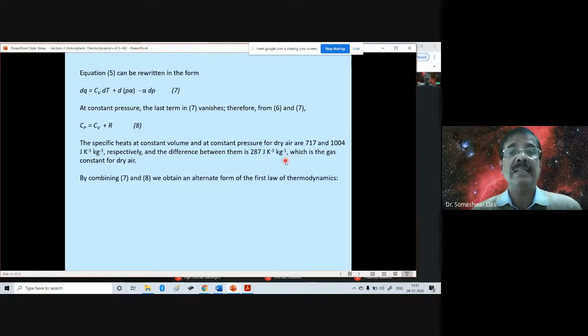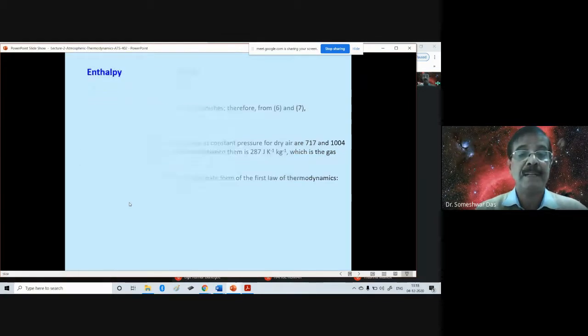By combining equation 7 and equation 8, we obtain an alternate form of the first law of thermodynamics, written as dq equal to Cp dT minus alpha dp. So this is yet another form of the first law of thermodynamics. You have to remember these different forms, because we shall be utilizing these equations in different forms for different purposes according to our requirement.